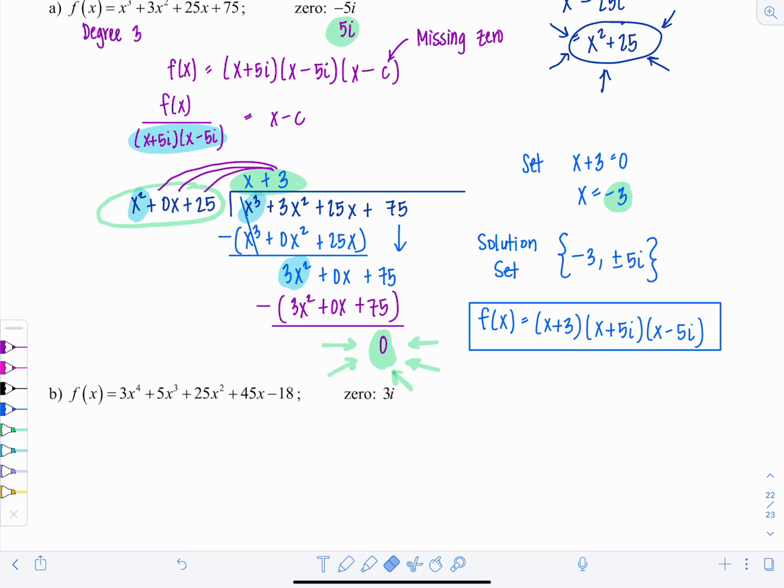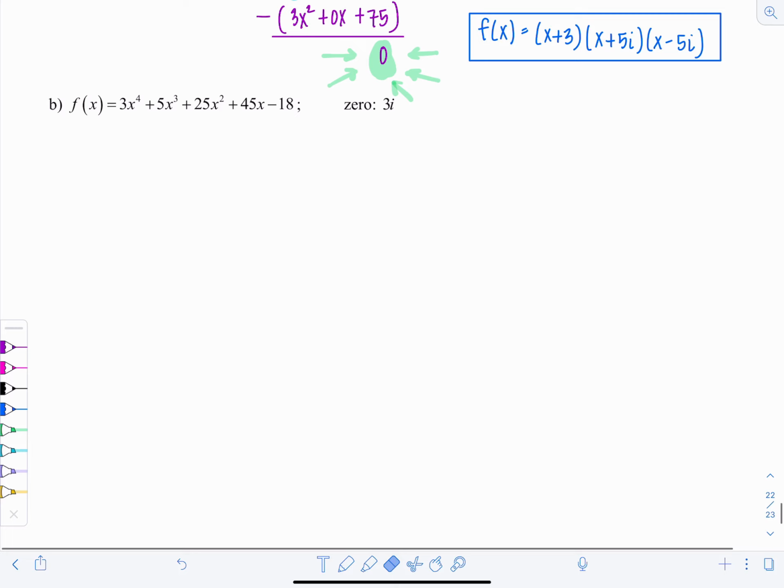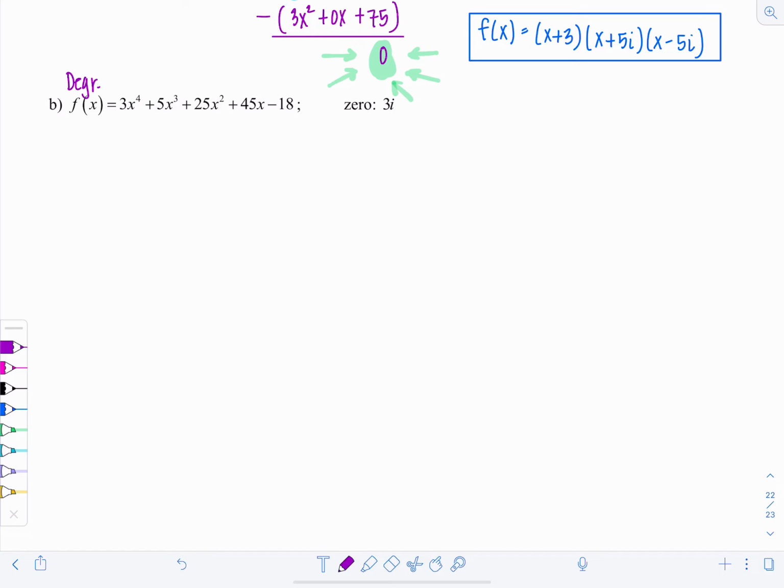So here we have 3x to the 4th plus 5x cubed plus 25x squared plus 45x minus 18. And they gave me that one of the zeros is positive 3i. Okay, so this polynomial is degree 4, which means it's going to have 4 zeros total. If 3i is a zero, by the conjugate pairs theorem, I know -3i also is. So that means I'm missing how many?